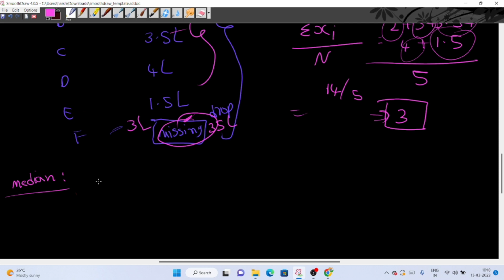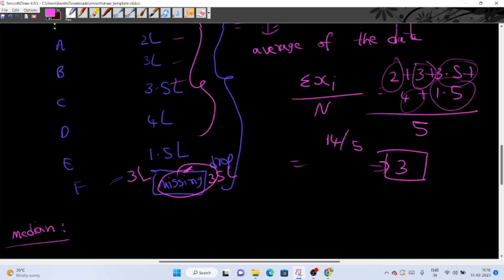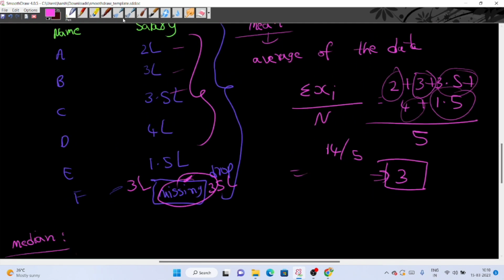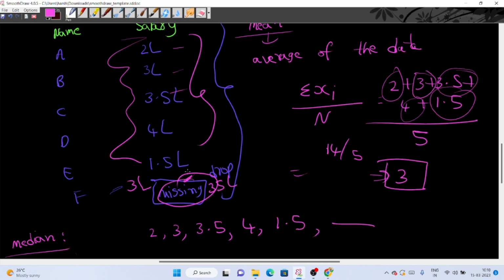So a median is nothing but finding the middle value of a set of elements. For example, let us take this example only. We have values like 2, 3, 3.5, 4, 1.5, and then a missing value, because this is a missing value in the initial data set.